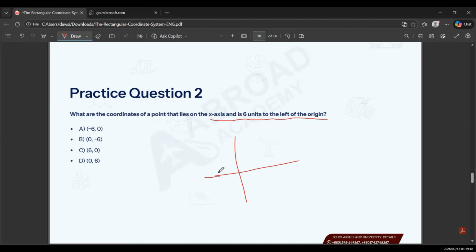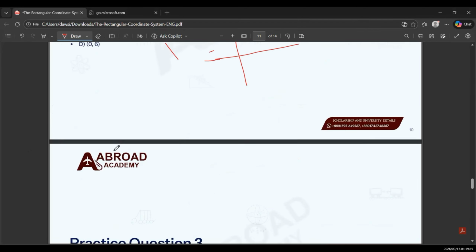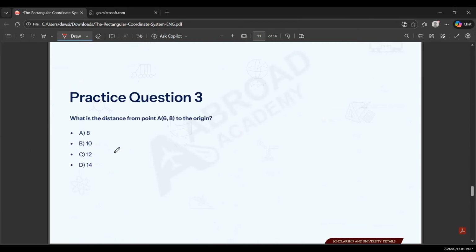6 minus 6, 0, right? This was because of the left side. This is the left, so -6, that means the negative value. Yes, -6 will be the answer.